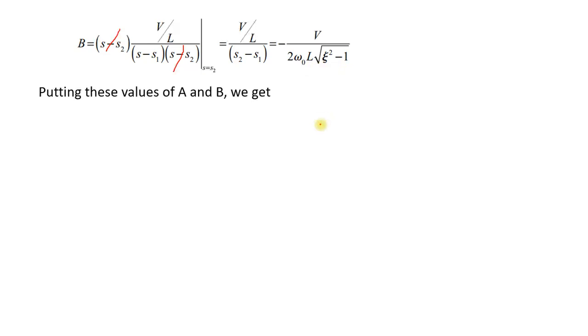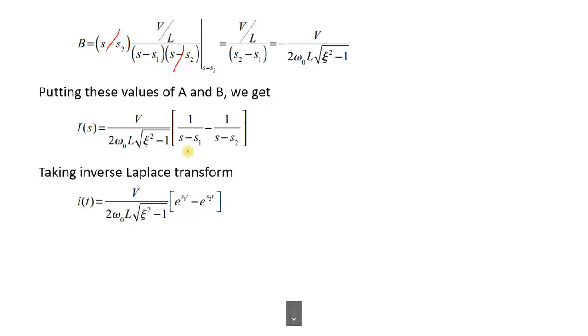Now you substitute this value of a and b in the I of s equation, and this is the final value. Now you take the inverse Laplace transform of this equation. We know that the inverse Laplace transform of this term is nothing but e power plus s1 into t minus e power plus s2 into t. This constant term is present outside. So this is the final value of my I of t. Here you should substitute the values of s1 and s2. So this is the overall final expression of I of t.